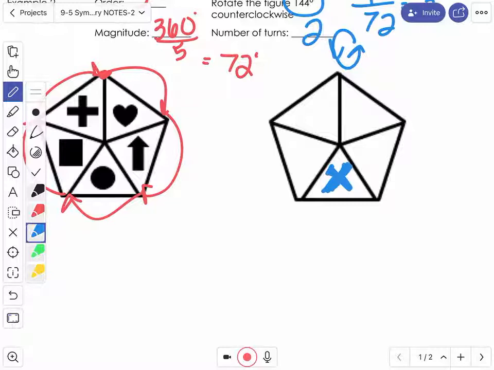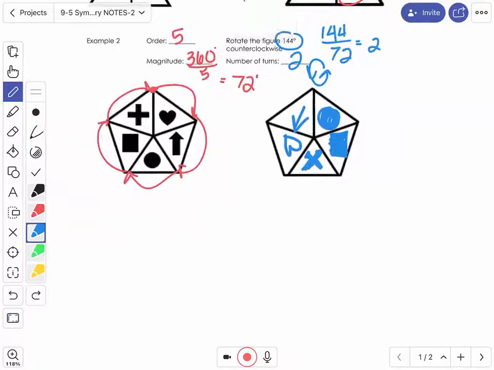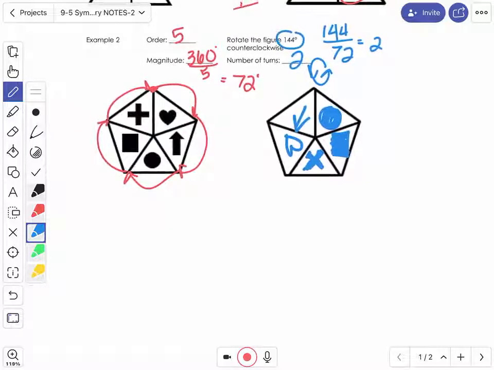Our heart will be 1 space to the left of that. The arrow will be the next in the top left. Our circle in the top right. And then our square rectangle figure in our last position there. And again, we can see how they all turned as well. And that is our rotational symmetry for 2-dimensional shapes.